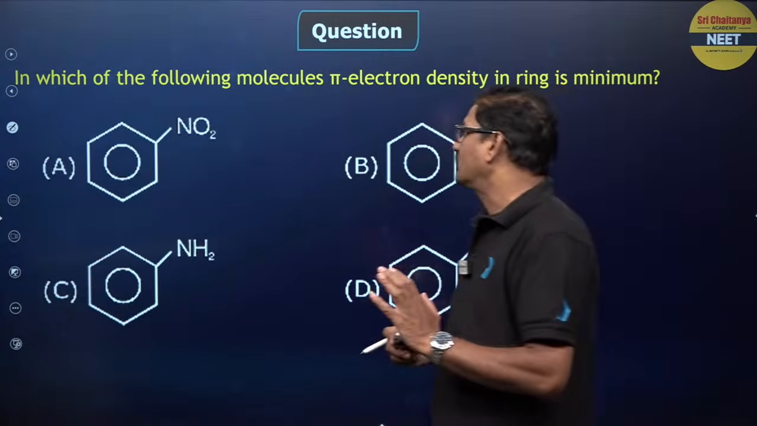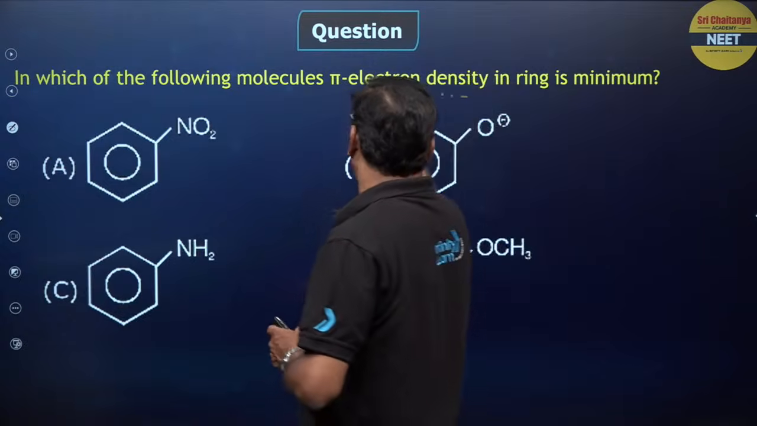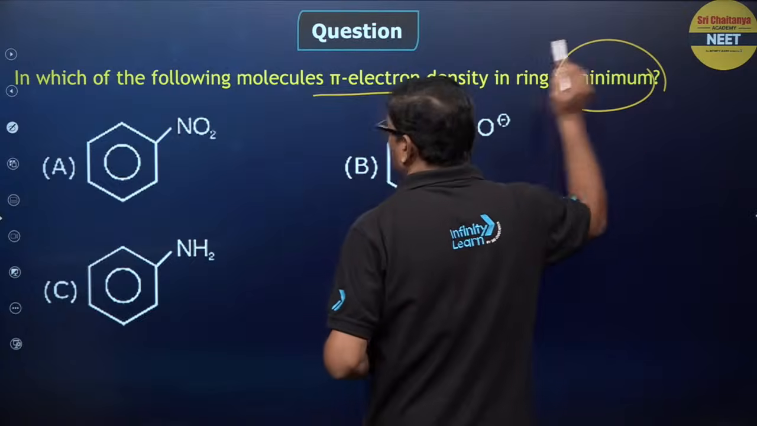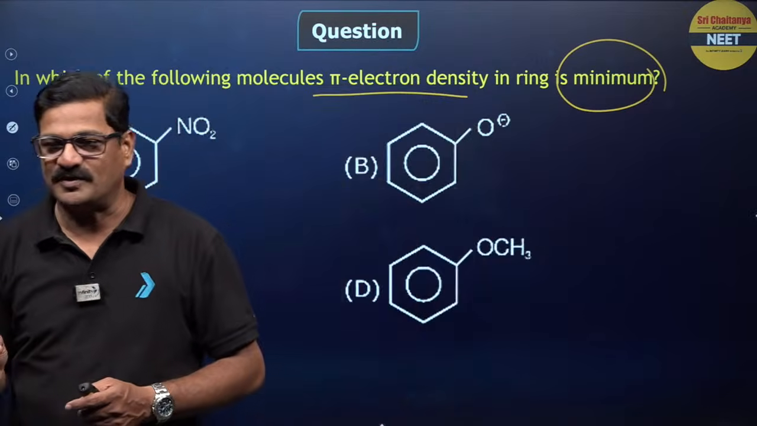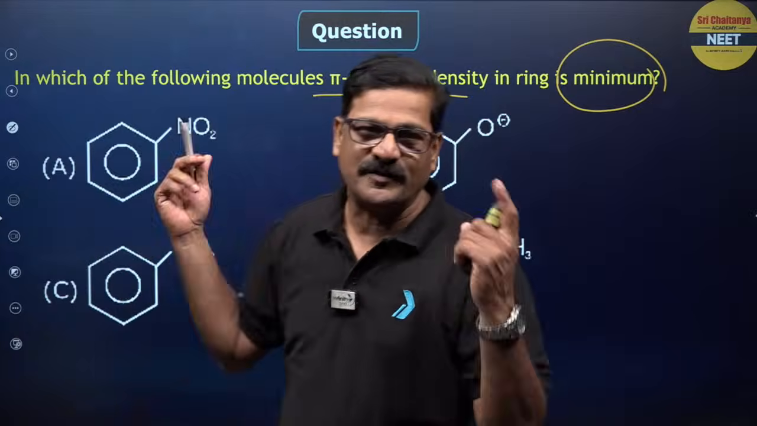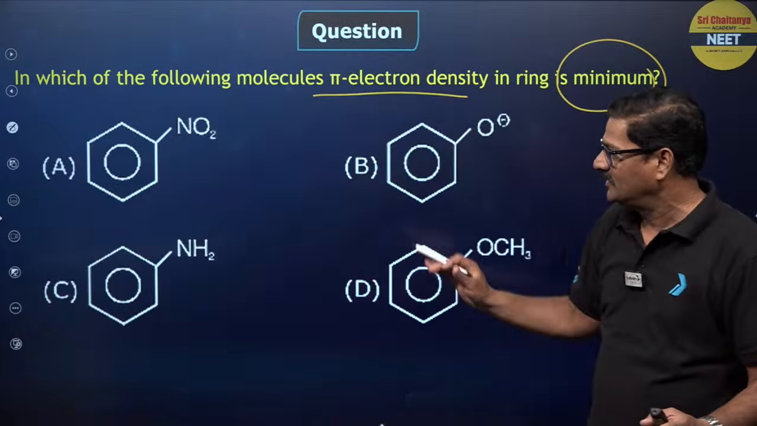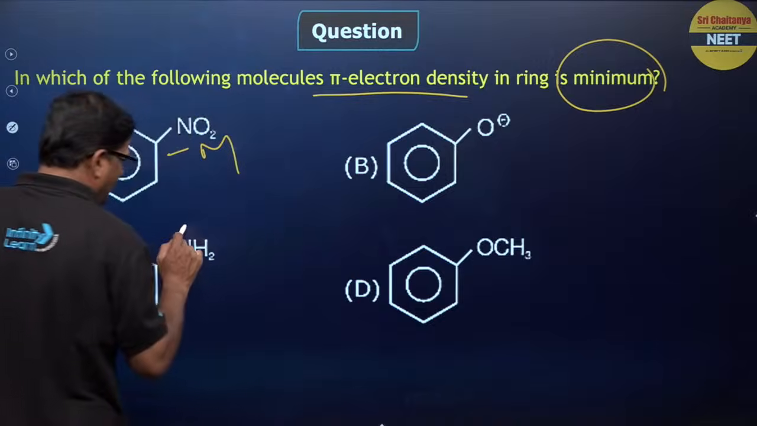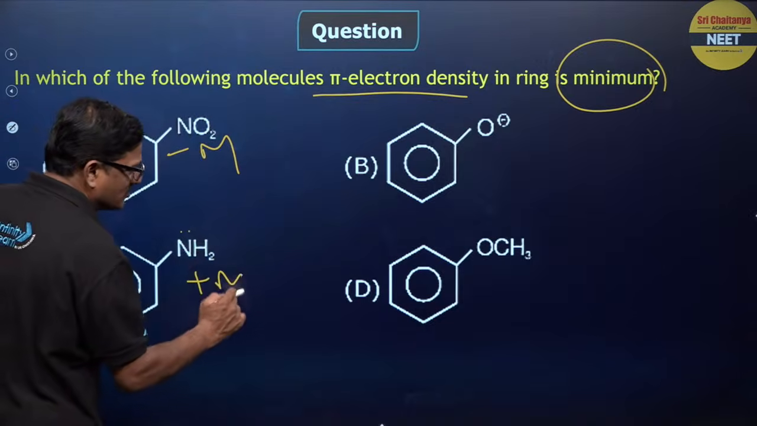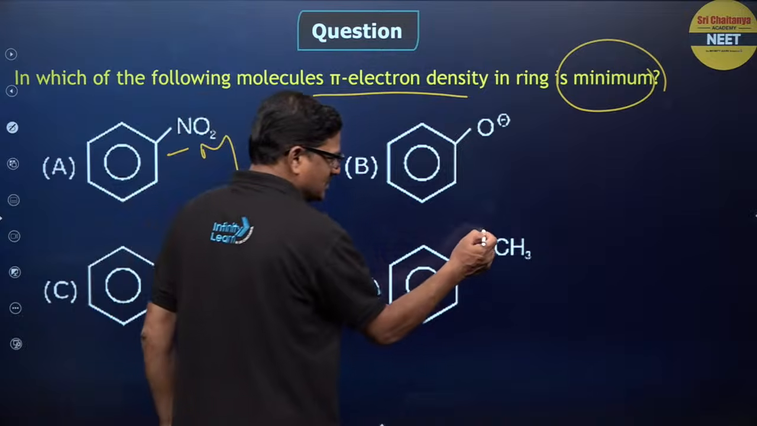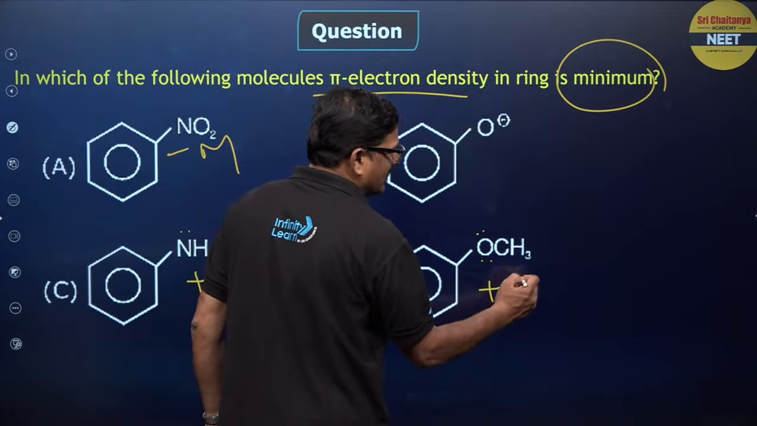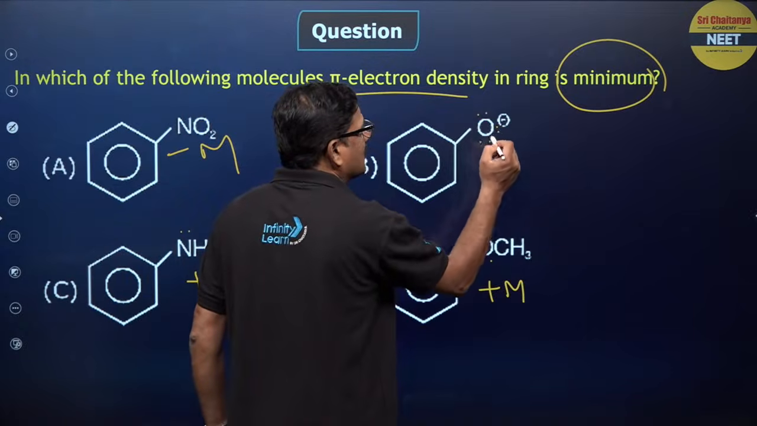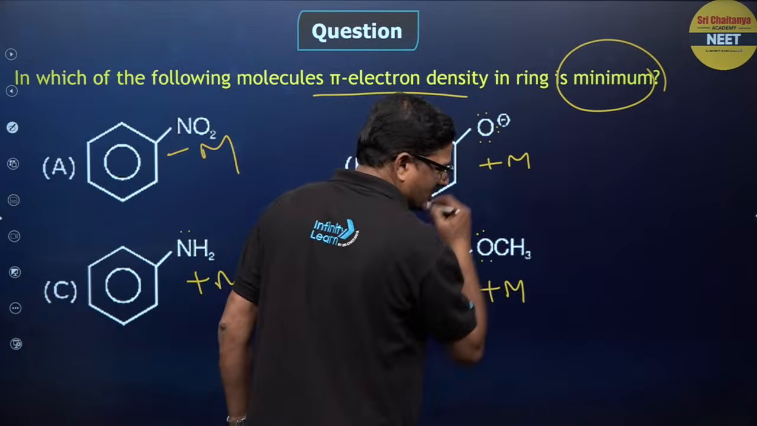Which of the following molecules has minimum pi electron density? Who will give the answer? Waiting for your answer. Here the nitro group has a negative mesomeric effect. Aniline has a positive mesomeric effect. OCH3 has a positive mesomeric effect. And O minus has a super positive mesomeric effect.